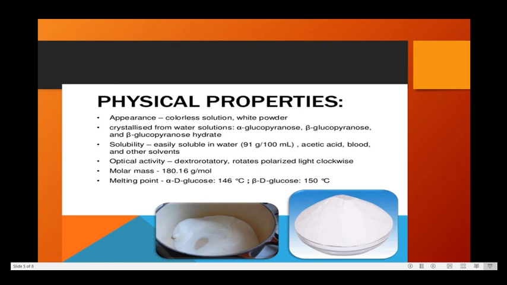Then optical activity. Glucose is optically active. That means glucose can rotate the plane polarized light either to the right hand direction or to the left hand direction. Naturally occurring glucose molecules are dextrorotatory, that means they rotate the plane polarized light to the right hand side or clockwise direction. The molar mass of glucose is 180.16 gram per mole, and the melting point of alpha D glucose is 146 degrees centigrade, and for beta D glucose is 150 degrees centigrade.